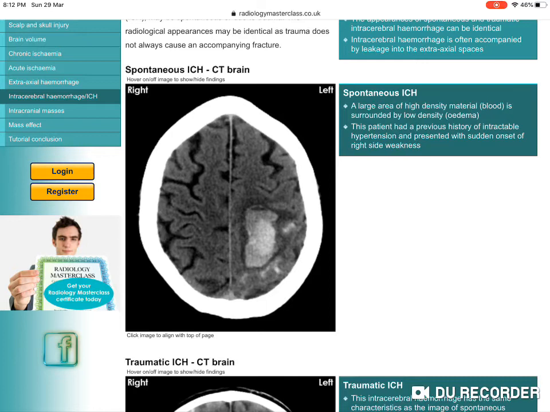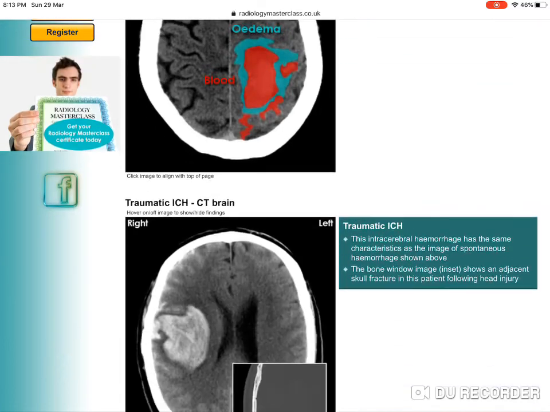Spontaneous ICH. A large area of high density material is surrounded by low density edema, that is, blood is surrounded by low density edema. This patient had a previous history of intractable hypertension and presented with sudden onset of right sided weakness.